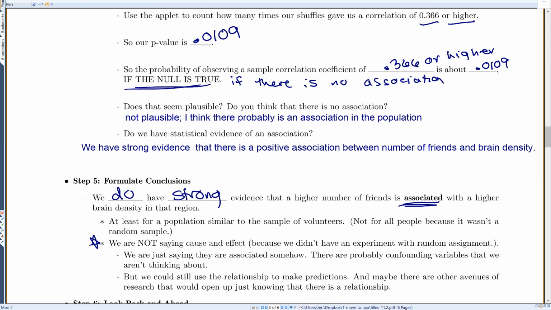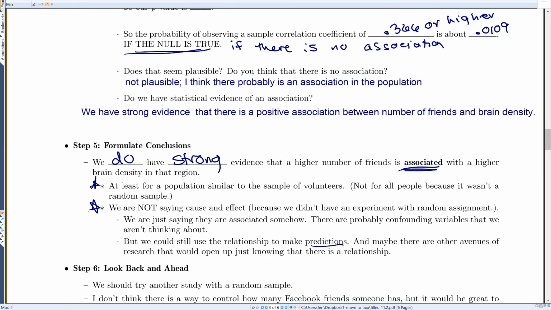We're just saying they're associated somehow. There's probably confounding variables that we aren't thinking about, that maybe there's absolutely no cause and effect. Maybe it's truly just this other confounding variable. Maybe it is cause and effect. Like, we can't really say, so we just say associated. Okay, but we can still use that relationship to make predictions. And maybe there are other avenues of research that would open up just knowing that there is a relationship. So it's still useful information, but we can't say cause and effect. Okay, and let's make sure we say that we can only generalize this to a population similar to the sample of volunteers, not for all people because it wasn't a random sample.